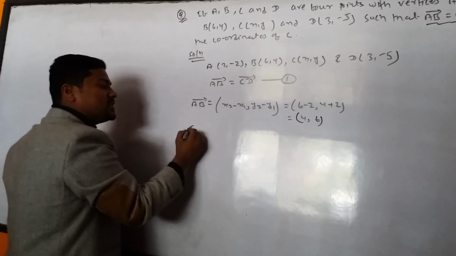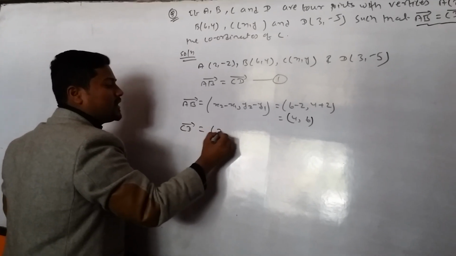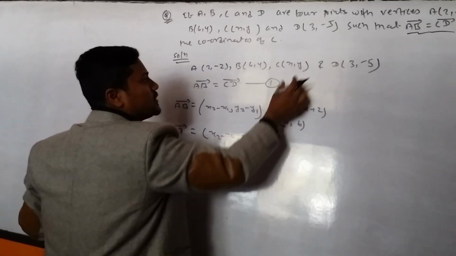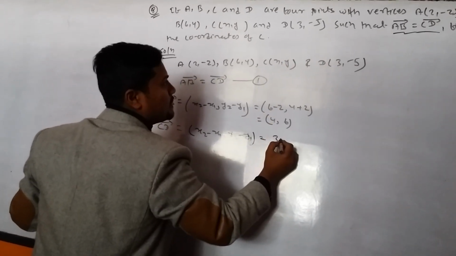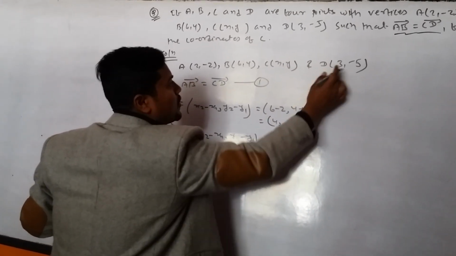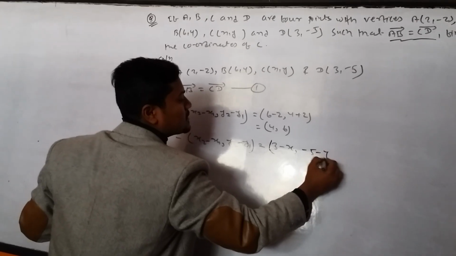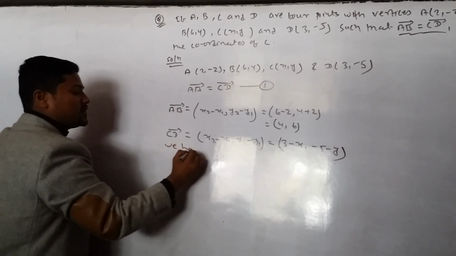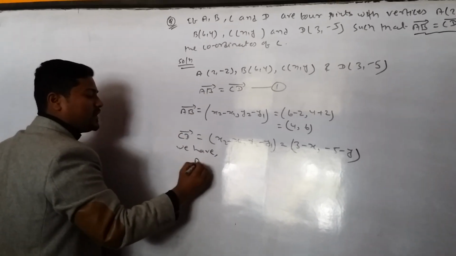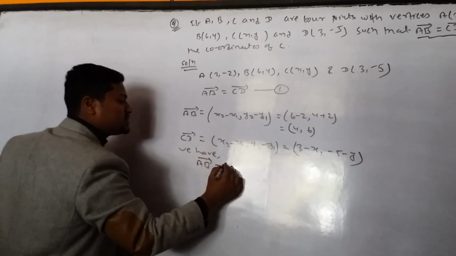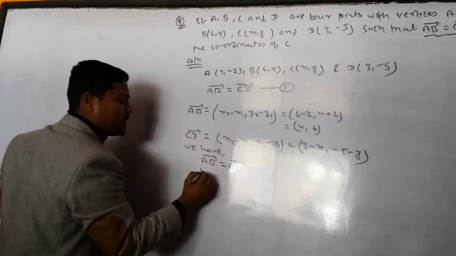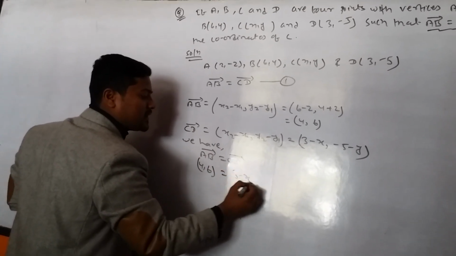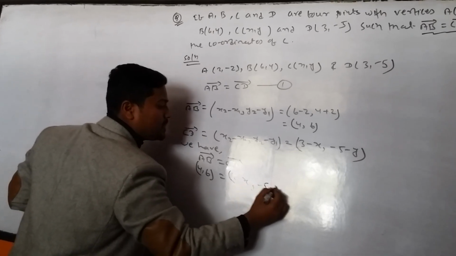Then after, what to find? CD vector. CD vector formula again is x2 minus x1 comma y2 minus y1. So now CD vector is 3 minus x comma minus 5 minus y. So in equation 1 we have the given condition: AB vector is equal to CD vector. AB vector value is 4 comma 6 and CD vector value is 3 minus x comma minus 5 minus y.